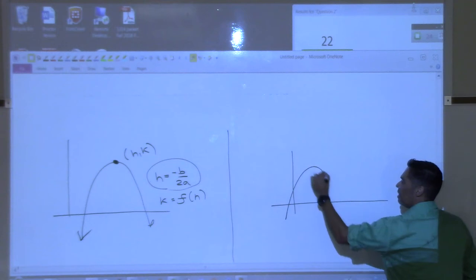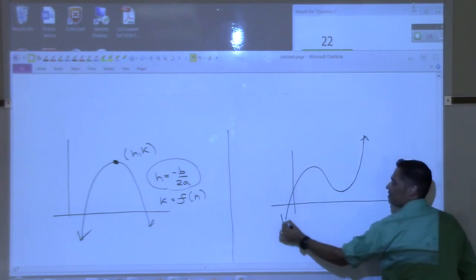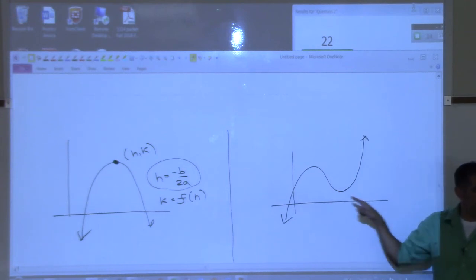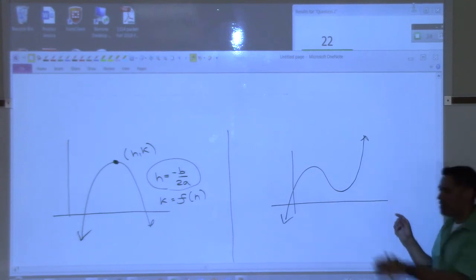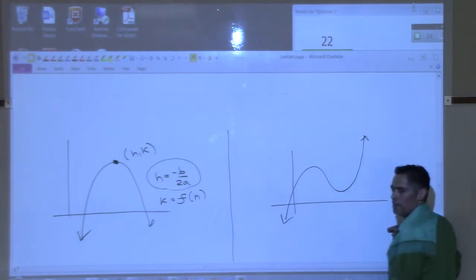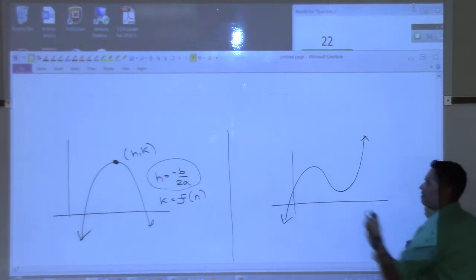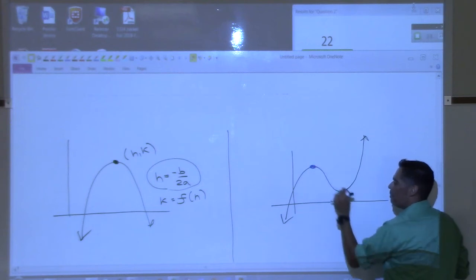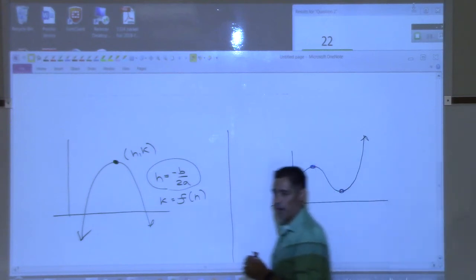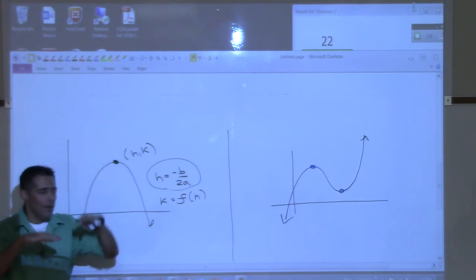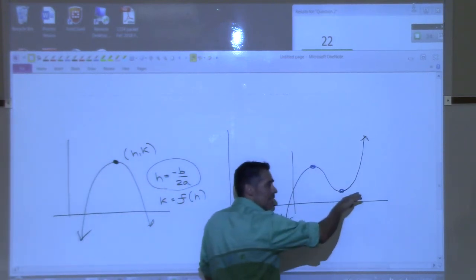You would do third degree polynomials, something like that. And maybe you found the x-intercepts of this and figured out the left and right hand behavior. What did you not do? You never figured out what that point and that point were. You never tried to figure out where these little humps and valleys were.